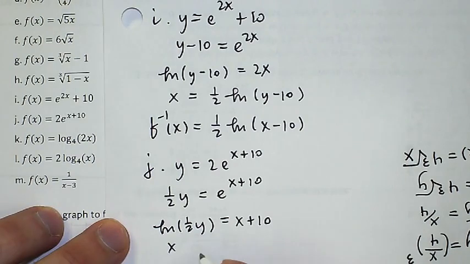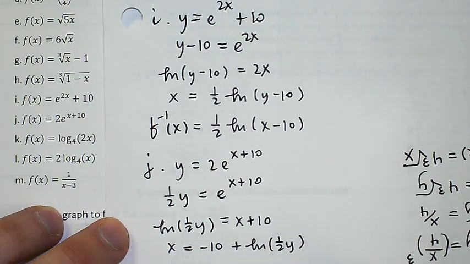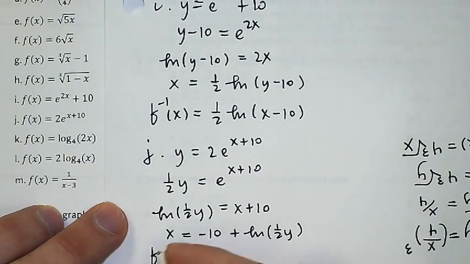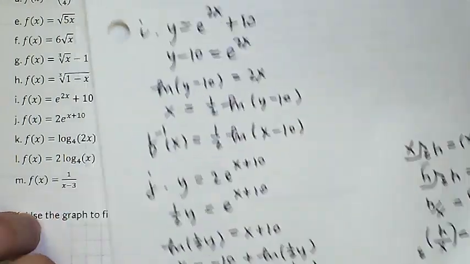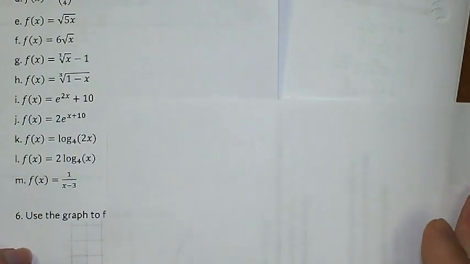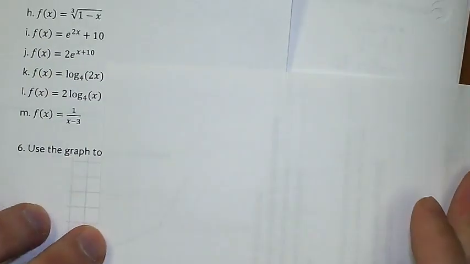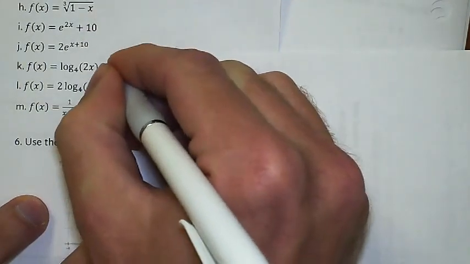Then I'll solve for x, running out of room here. Negative 10, I'm subtracting 10 from both sides, so negative 10 plus the natural log of 1/2 y. Then if I needed to write f inverse of x, which I do, I'd say f inverse of x is negative 10 plus the natural log of 1/2 of x. All right. Rotate the paper now. Okay, f of x is log base 4 of 2x.